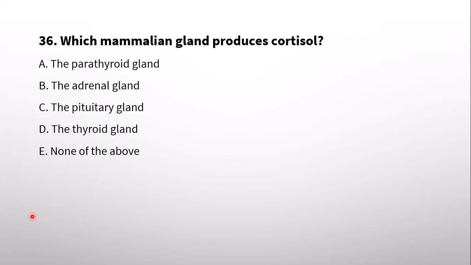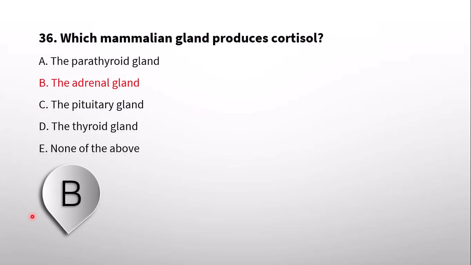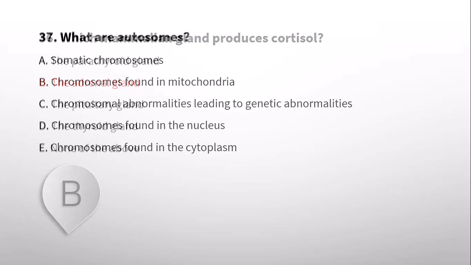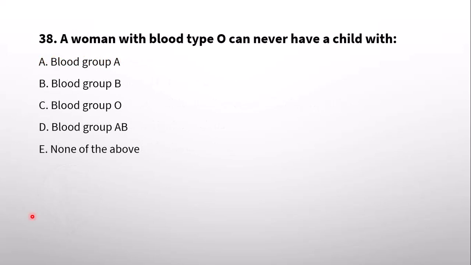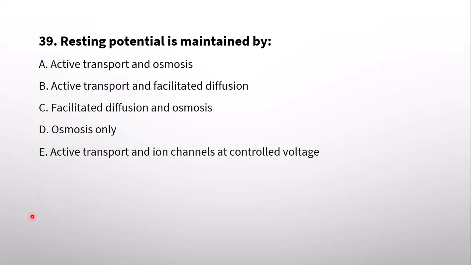C, which mammalian gland produces cortisol? The adrenal gland. More precisely in the cortex. The cortex of the adrenal gland, the middle layer of the cortex. What are autosomes? Somatic chromosomes. A. Yeah. A person with blood type O can never have a child with blood group AB. It's impossible.